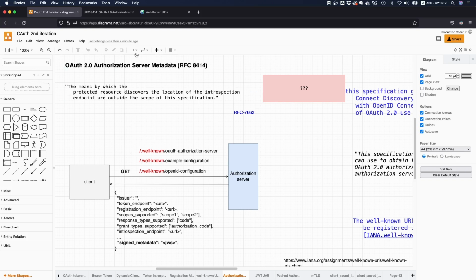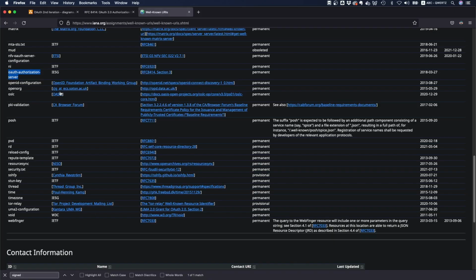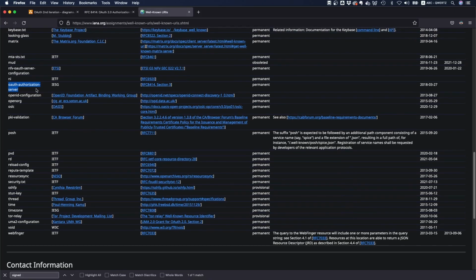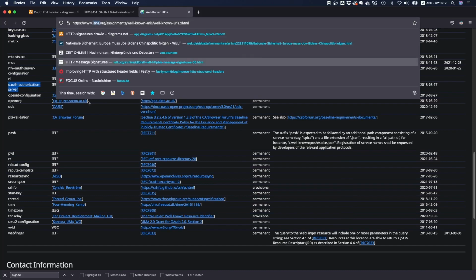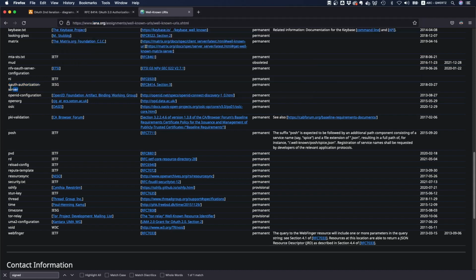And what this specification says is, okay, all metadata for all authorization servers are served from a well-known URI, and the well-known URI we're going to use is OAuth-authorization-server. And this is also registered in this global registry. So this is like IANA, some global registry where these things are registered among other things. And here you can see that this OAuth authorization server has been registered by this particular RFC.